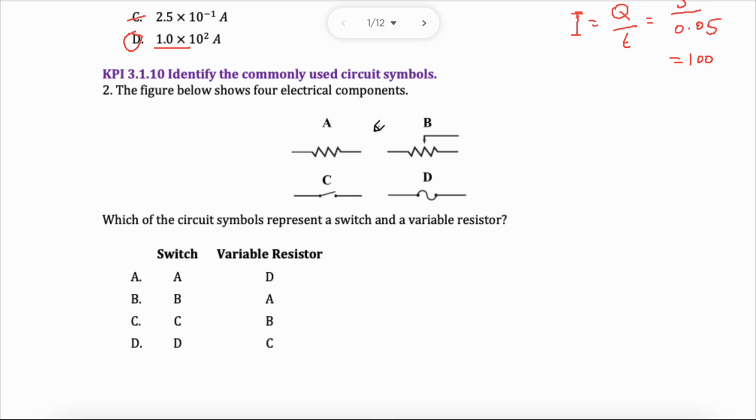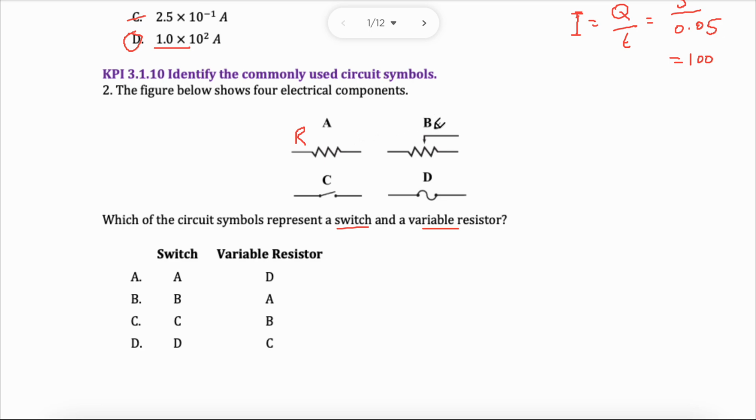Now, for electrical components, we need to find a switch and a variable resistor. So which of these is a switch and a variable resistor? Well, I'm going to just show you everything. You should know them all. This here is a simple resistor. That's a resistor. I'll call it R.